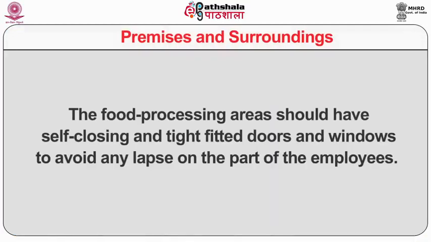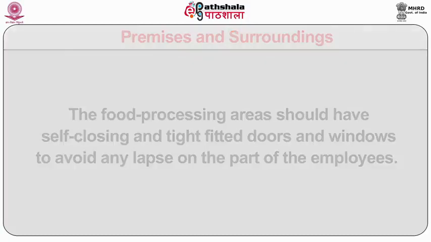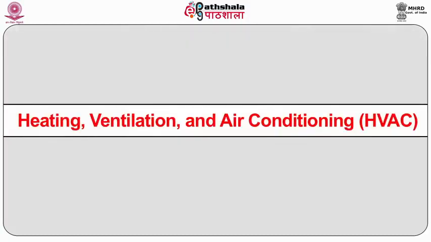The infrastructure, such as walls, floors, shelves, and ceilings, must be constructed of durable, smooth, and impervious materials which can be easily cleaned. The color of the walls should be light and there should be adequate slope in the floor for smooth and proper drainage. The food processing areas should have self-closing and tight-fitted doors and windows to avoid any lapse on the part of the employees.